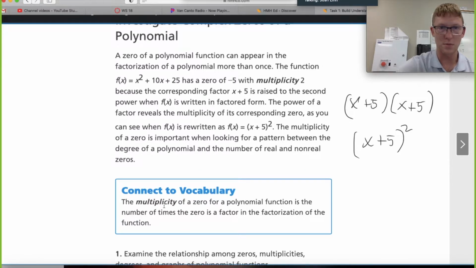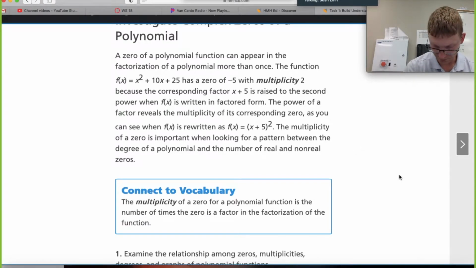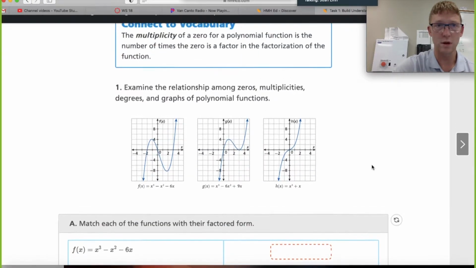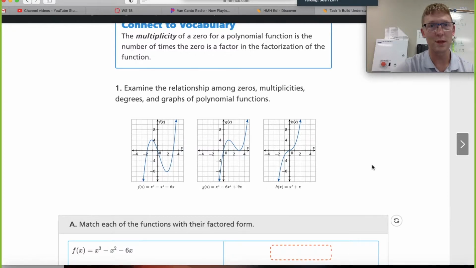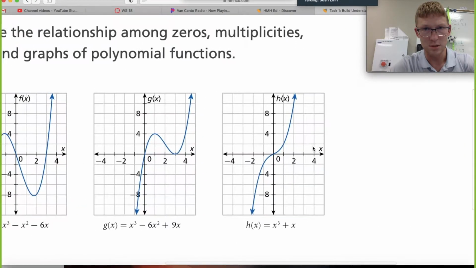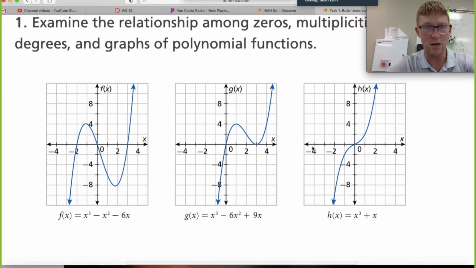So the definition: the multiplicity of a zero for a polynomial function is the number of times that zero is a factor in the factorization of a function. In this case it is 2, or you can always look at the exponent right there. Let's move along. Examine the relationship among zeros, multiplicities, and degrees and graphs of polynomial functions. Right now we're just getting used to all the different things we're talking about here.